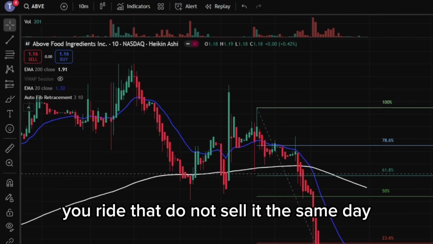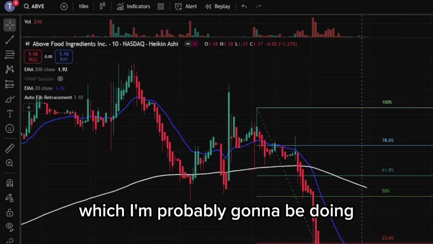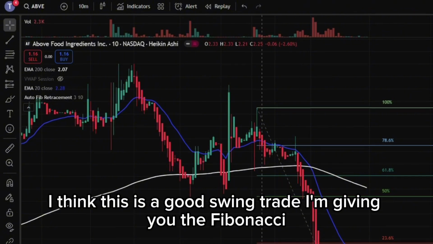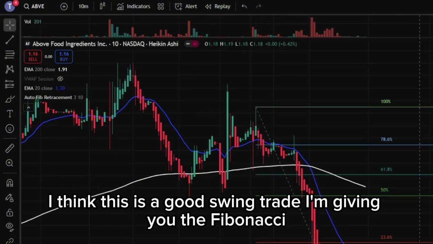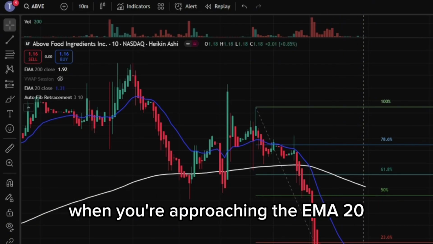You ride that. Do not sell it the same day, and you ride that back to 250, or you can ride it to 245, which I'm probably going to be doing. But get into this play. I like this play a lot. I think this is a good swing trade. I'm giving you the Fibonacci. I'm giving you the trend on what you should be looking for when you're approaching the EMA 20.